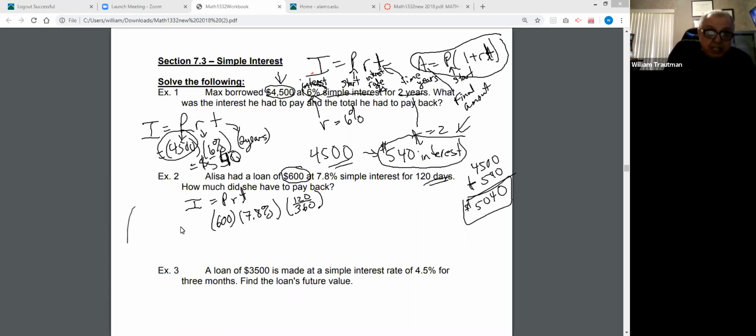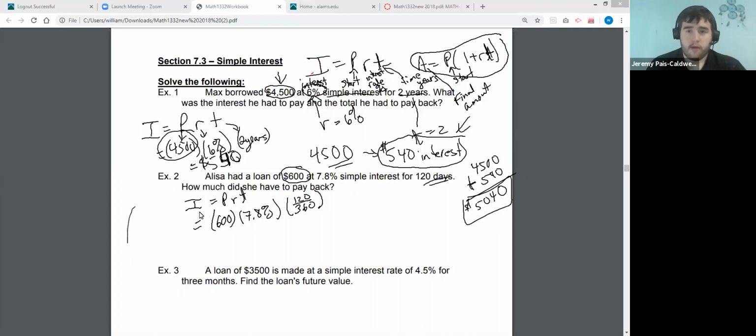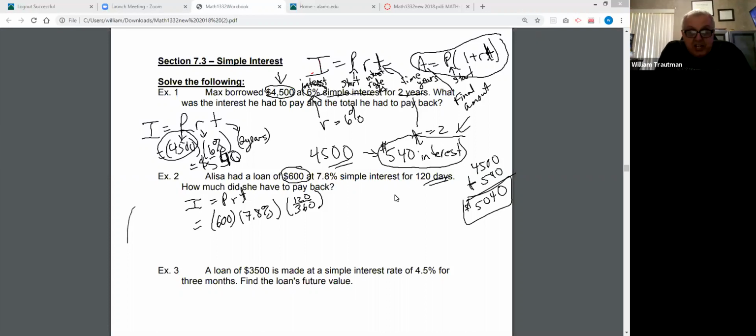So this will tell us the interest. Let's plug this into our calculator. 600 times 7.8. Make sure you put the percent symbol in there. Times a fraction, 120 over 360. And you get 15.6. And just like he said, it's not 15.6. You're close. It's $15.60 because we're dealing with money. So you always go 2 decimal places when you're dealing with money.